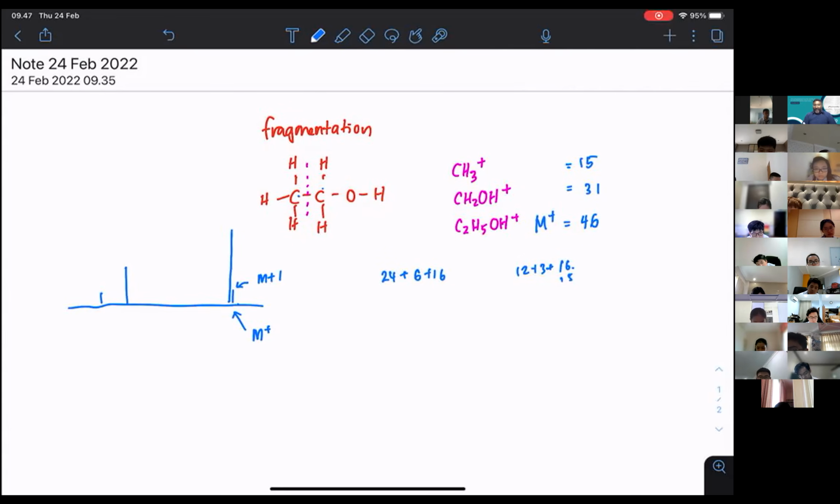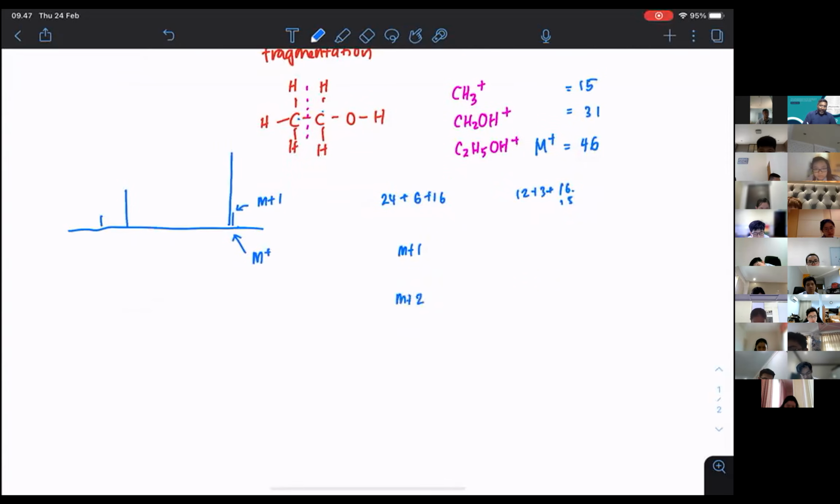I told you what M plus 1 is, what M plus 2 is, and what M plus 4 is. Not all the time M plus 2 and M plus 4 will be shown, but M plus 1 will be shown all the time, depending on whether they show it in the spectrum or not. If they show you and ask what that is, it represents 1.1% from the carbon in the sample, which belongs to the carbon 13 atom.